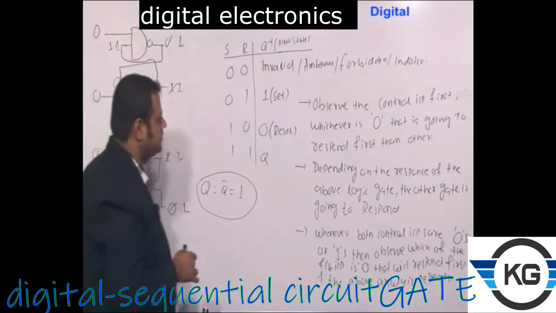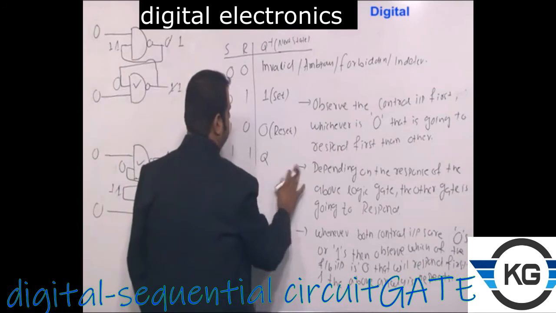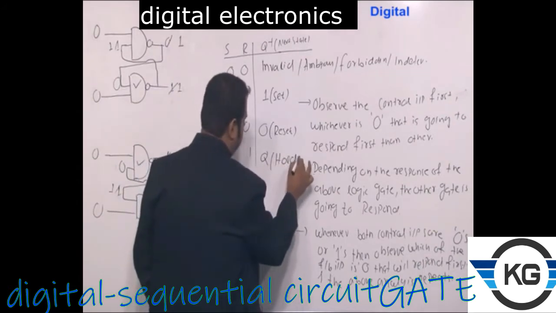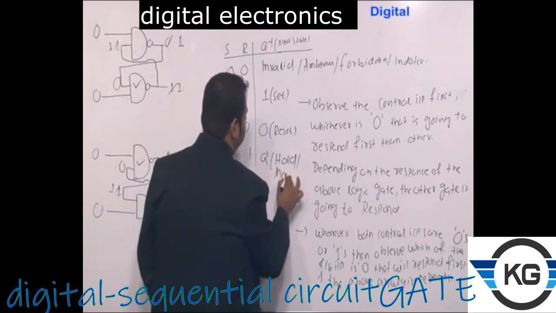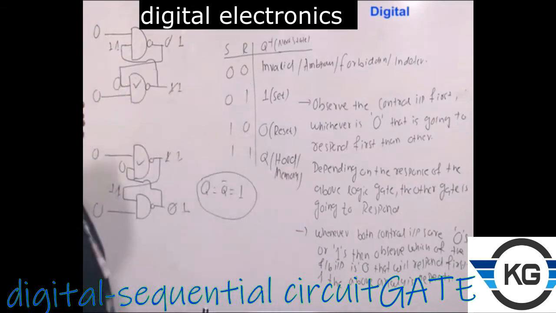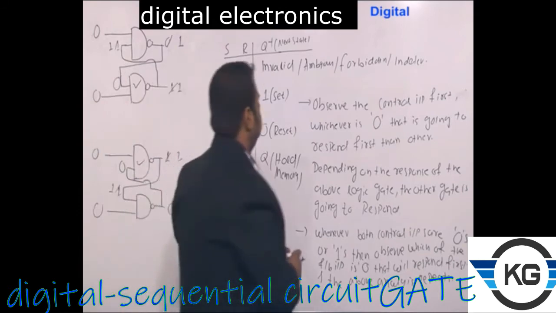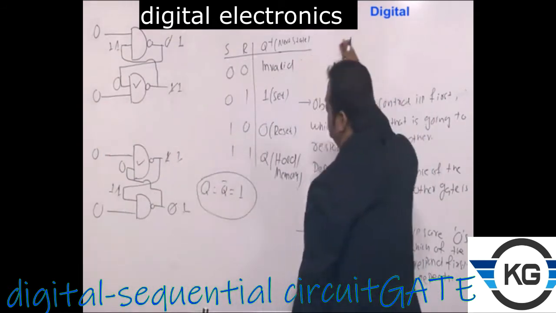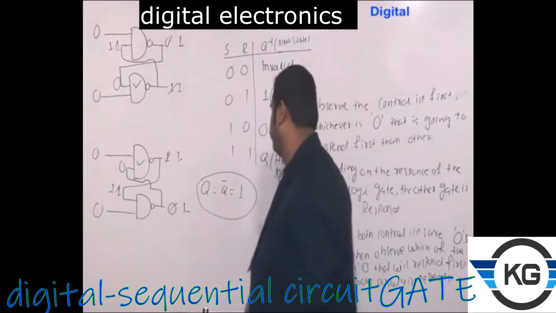And when you are getting the previous state, technically you say this is the hold state, or some people also say this is the memory state. I already told you the reason for the hold state. It is holding the previous information. That's what is known as the hold state. Okay, fine. So this is what you call the NAND latch.